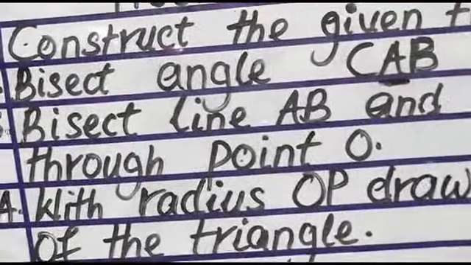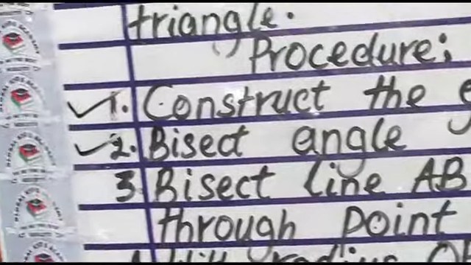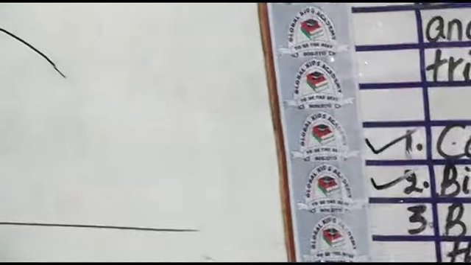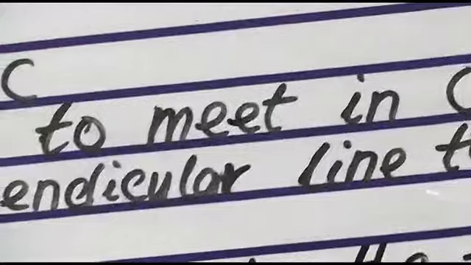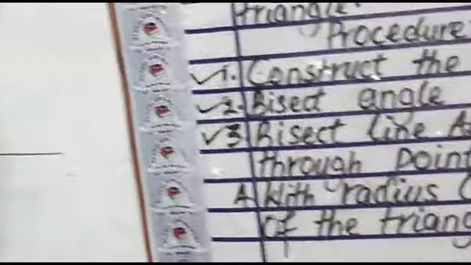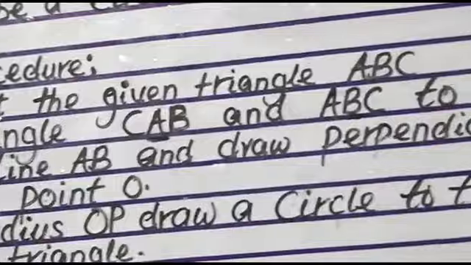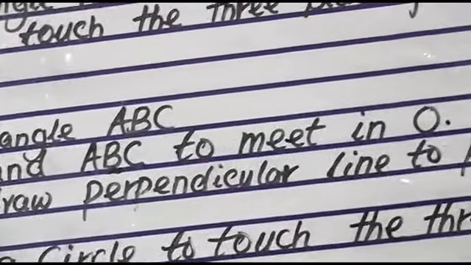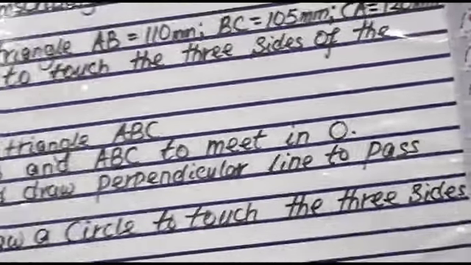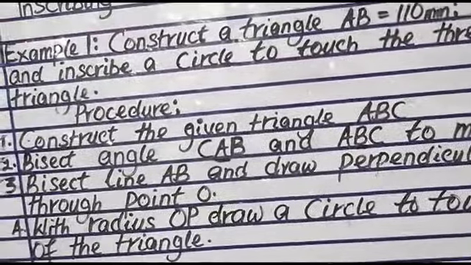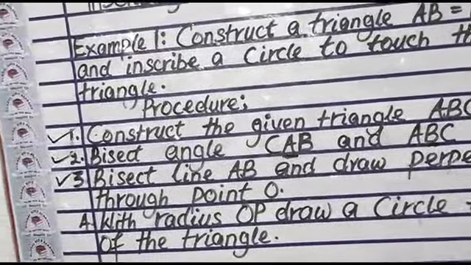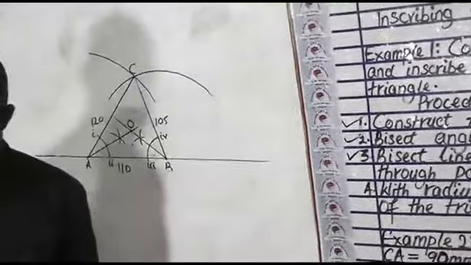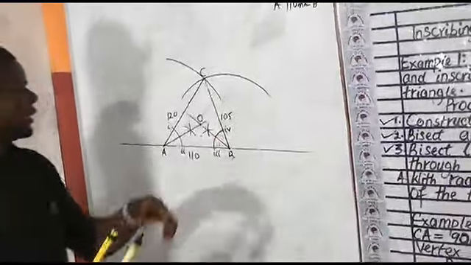Now the third procedure, sorry, you see that these two lines are meeting at a point here. So we call that point what? Point O. Right? So we call that point O, this point, where the two lines meet. So it's bisect line AB and draw a perpendicular line to pass through point O. Okay? For you that are just learning, it's necessary you bisect this line to get a perpendicular line passing through this point O. But if you don't want to do that, you can still go ahead and inscribe your circle. Okay? So let's just bisect that line AB.